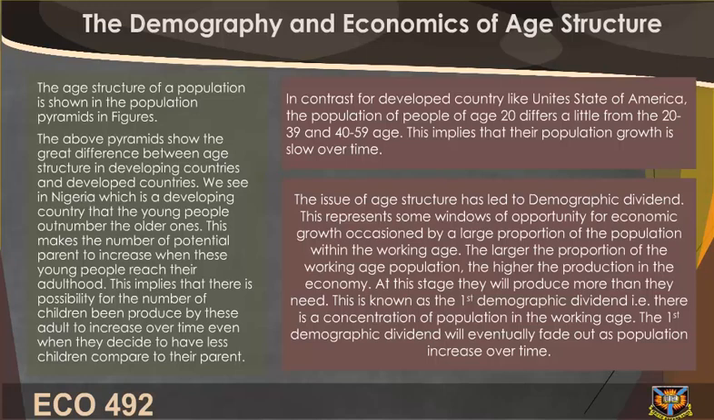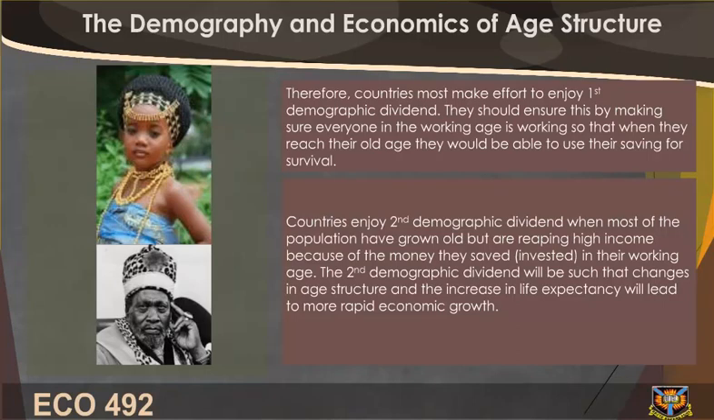At this stage, they will produce more than they need. This is known as the first demographic dividend. That is, there is a concentration of population in the working age. The first demographic dividend will eventually fade out as population increases over time. Therefore, countries must make effort to enjoy first demographic dividend. They should ensure this by making sure everyone in the working age is working, so that when they reach their old age, they will be able to use their savings for survival.